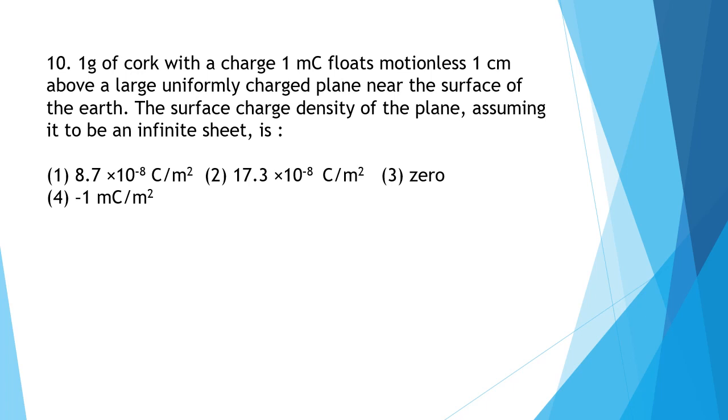As we have considered it as an infinite sheet, the electric field will be equal to sigma by 2 epsilon naught. So mg will be equal to sigma by 2 epsilon naught into charge. When you solve this for sigma, the answer you get is 17.3 into 10 to the power -8 coulomb per meter square. Therefore the correct answer is option 2.